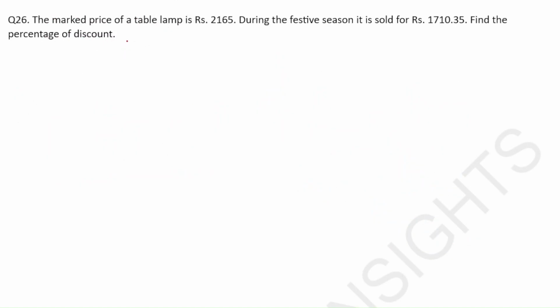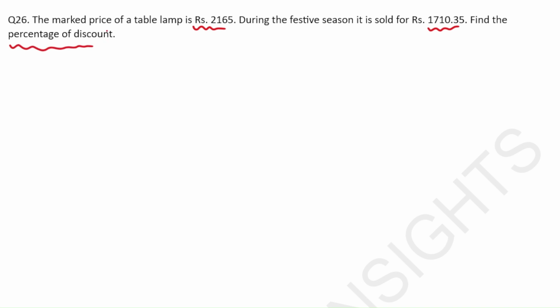The mark price of a table lamp is rupees 2165. During the festive season, it is sold for rupees 1710.35. Find the percentage of discount. We have to find the percentage of discount.